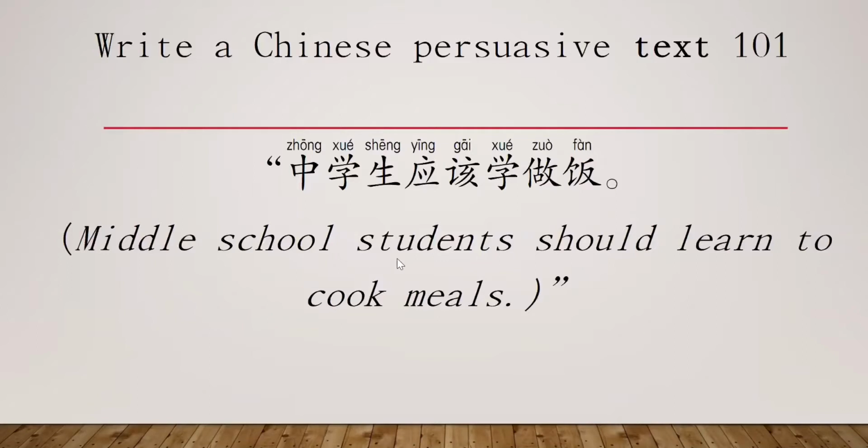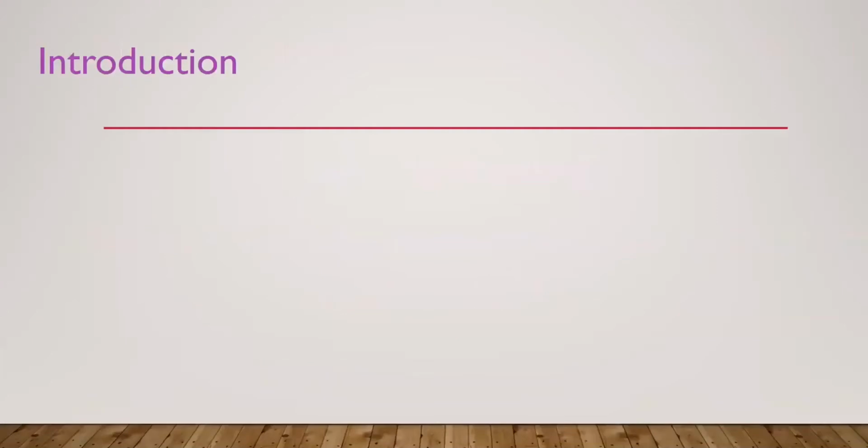Okay, so we're going to use the same topic. 中学生应该学做饭. Middle school students should learn to cook meals. So since it is a persuasive text, we're going to learn the whole organic text, including the introduction, body, and conclusion. Okay, so I'm going to show you step by step. First, introduction.